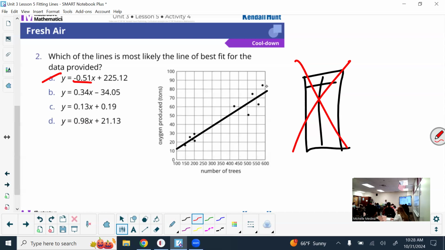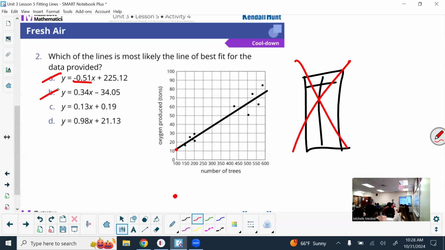Then look at your y-intercept. I can't see it on my graph. What is it approximately? The way I drew it, 10. Now, negative 34, I would say is way too far off. That'd be like somewhere down here. So I'm going to eliminate B for that reason. Between these two, 10 is kind of in the middle of both.